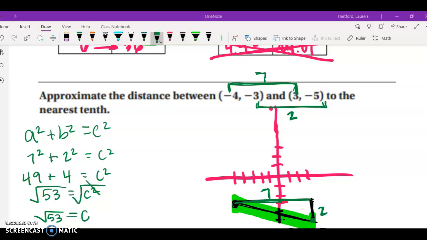And then we need to see what perfect square 53 is in between. And so 53 lies between the two perfect squares of 49 and 64. And so now we need to decide, is 53 closer to 64 or is it closer to 49? It's closer to 49, so it's going to be 7 point something. And so now we're going to do 7.1, 7.2, 7.3, 7.4, and see which one is closer to 53 when we square all of those.